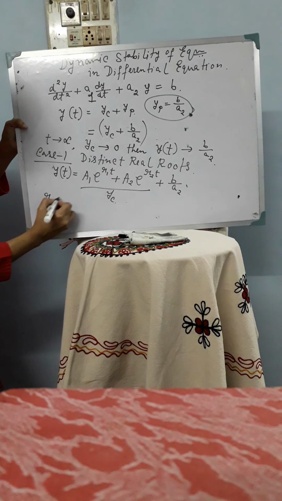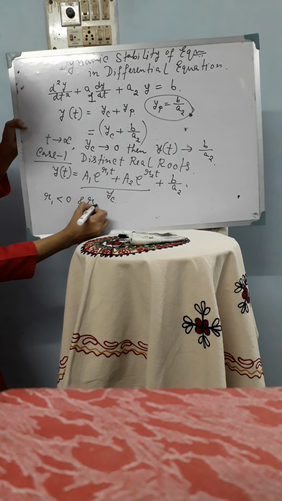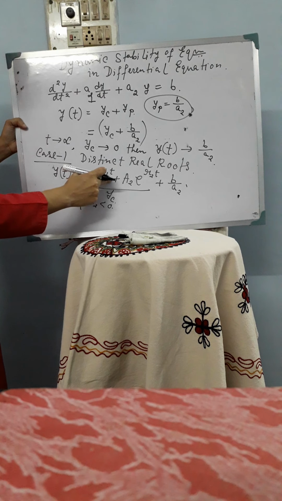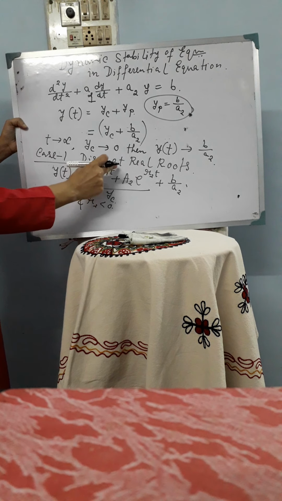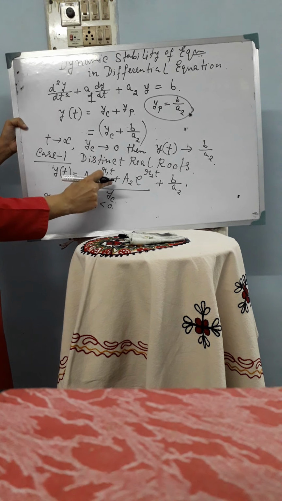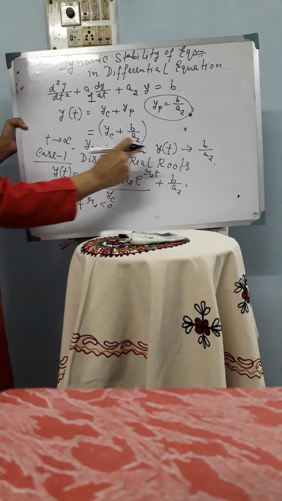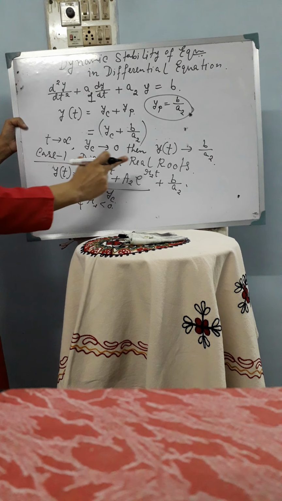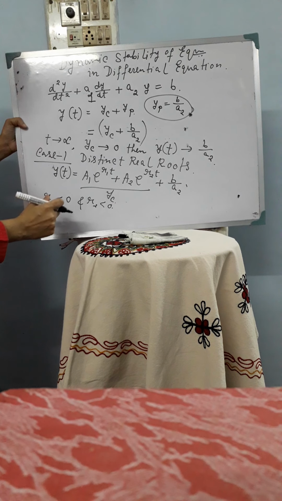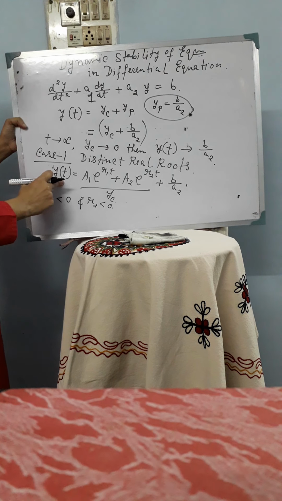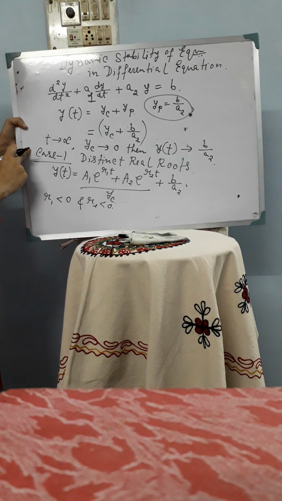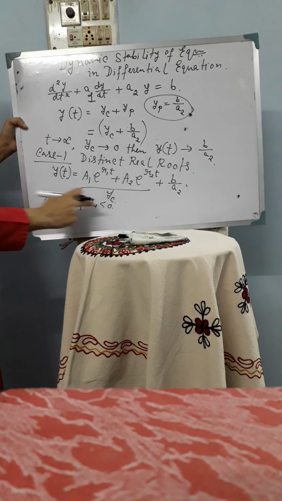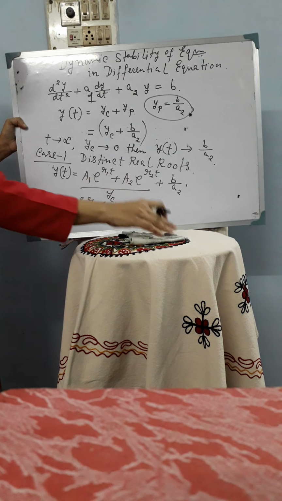So if r1 is less than 0 and r2 is less than 0, then as t tends to infinity, a1 e to the power r1t tends to 0 and also a2 e to the power r2t tends to 0. So in that case this yc tends to 0 as t tends to infinity. So for getting the dynamic stability of the equilibrium in case 1, we have to have the negativity of the real roots. So this is case 1.